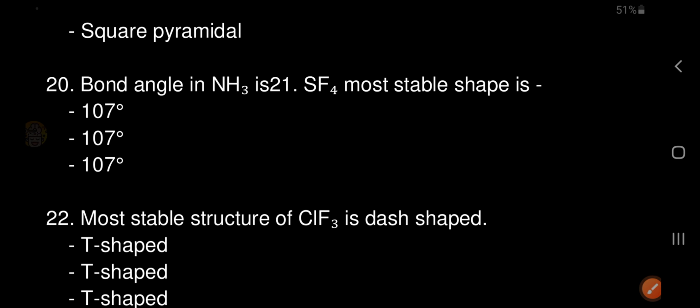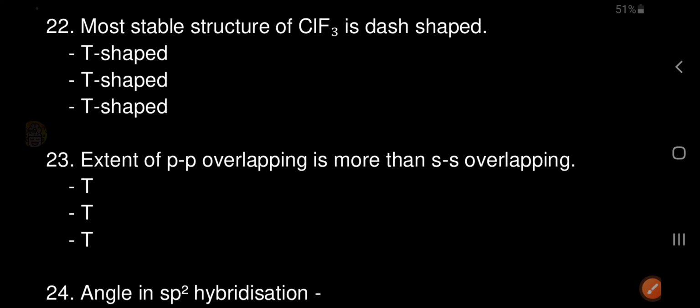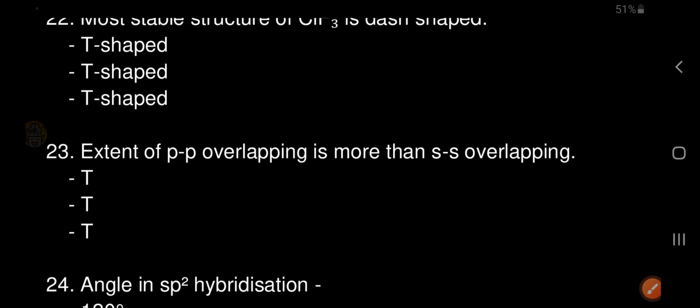SF4 most stable shape is seesaw. Most stable structure of ClF3 is T-shaped. Extent of pp overlapping is more than ss overlapping. True.